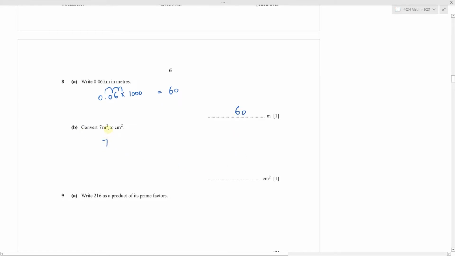Convert 7 meters square into centimeter square. 1 meter is 100 centimeters. Since it's a square, we'll multiply it by 100 squared. So this is 4 zeros. 1, 2, 3, 4. 70,000 centimeter square.